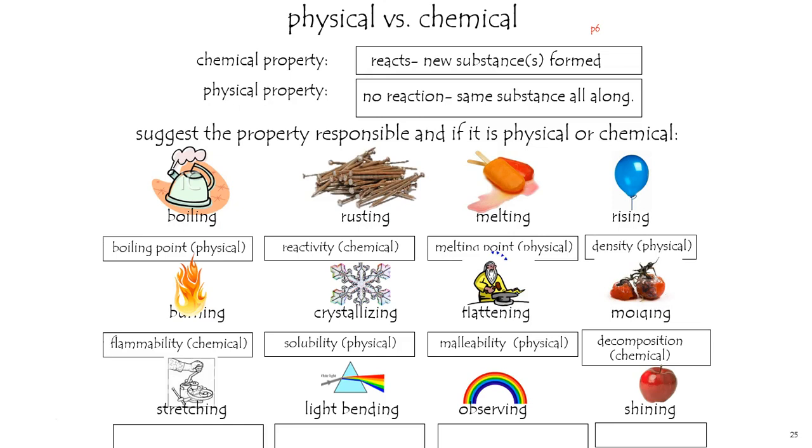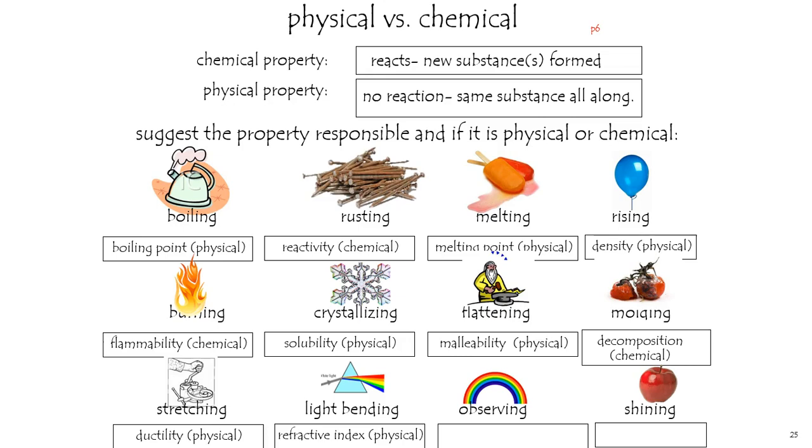Tell me about stretching. That's not called malleability, it's called ductility. It's a physical, non-destructive process. Light bending. Some substances, particularly clear ones, will have a given refractive index, and you can use that to identify that substance based on that physical property.